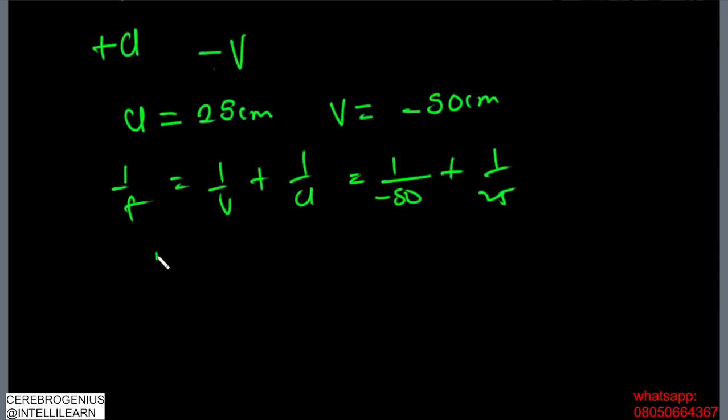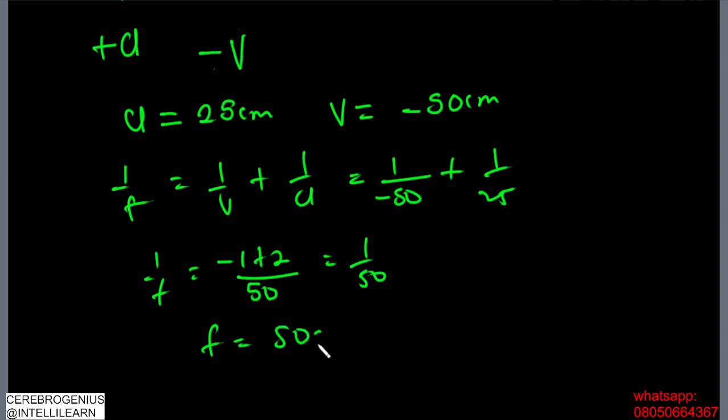So what are we going to get? We get 1 over f is what? This is 50 minus 1 plus 2. So this is what? 1 over 50. So that means f is equal to 50 centimeter.